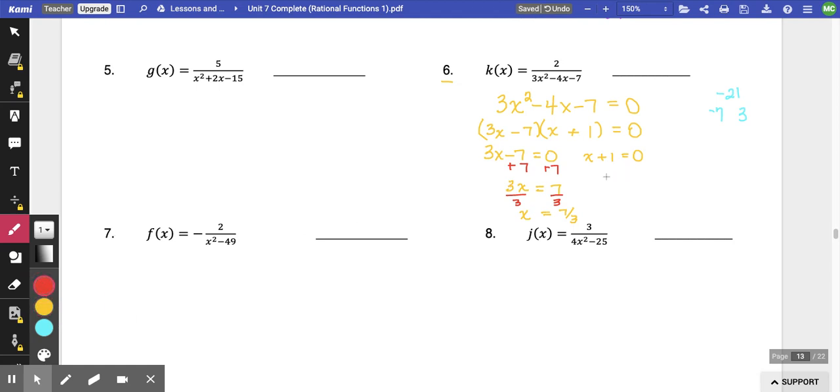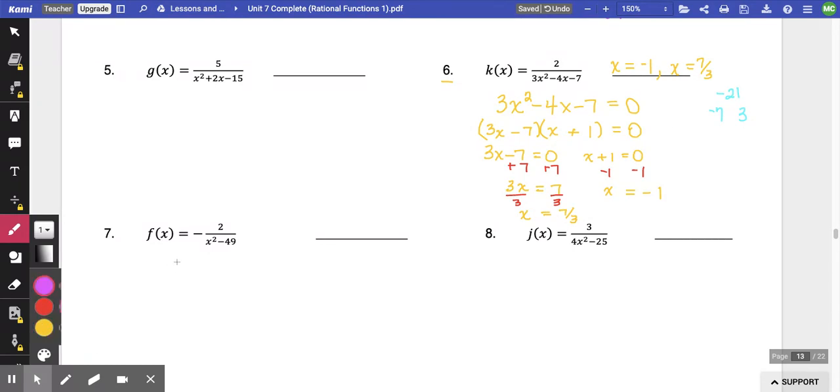For my other equation there, we'd have subtracting 1 from both sides using the algebra to solve it. And that would give us x is equal to -1. So again, I have 2 vertical asymptotes on this one. So I'm going to write them down in order from least to greatest. So I've got x equals -1 and x equals 7/3. And of course, I am writing that as an equation because a vertical asymptote is a line, so it requires an equation there.